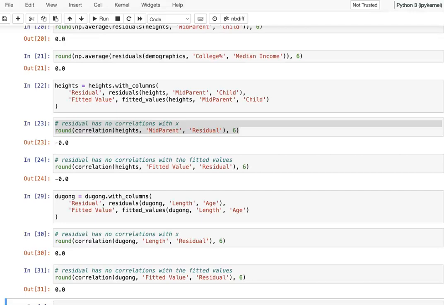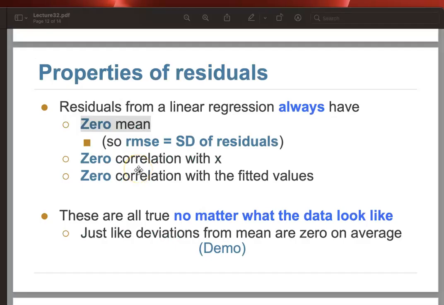So we go back to our lecture. We showed you that the residuals for linear regression always have a 0 mean, 0 correlation with x, and 0 correlation with the fitted value. But earlier, when you see some pattern in the residual plot, we need to go back and check, because that may mean the regression line is not the best fit. But that does not affect the residual having these 3 properties. These are all true no matter what the data look like. So that's our residual.